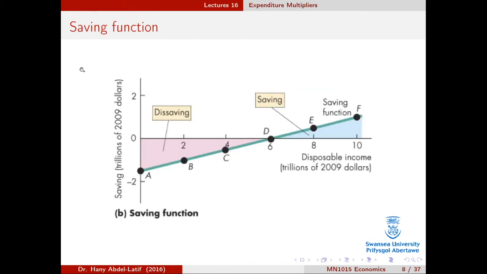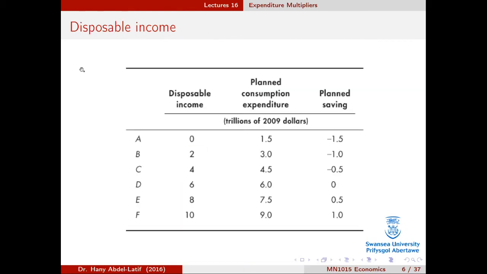The saving function starts at a negative point. So it starts here at -1.5. Why? If I go back here, at point A, disposable income was 0. As we said, consumption cannot be 0. And how do we finance this consumption while disposable income is 0? We need to use our savings.